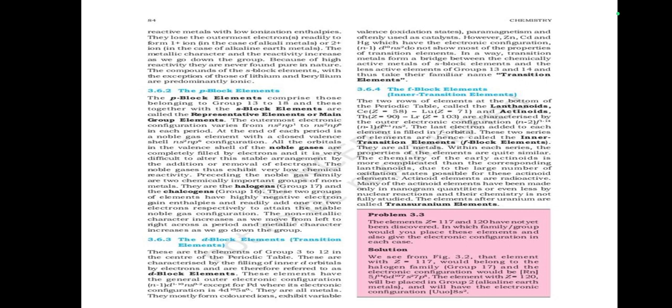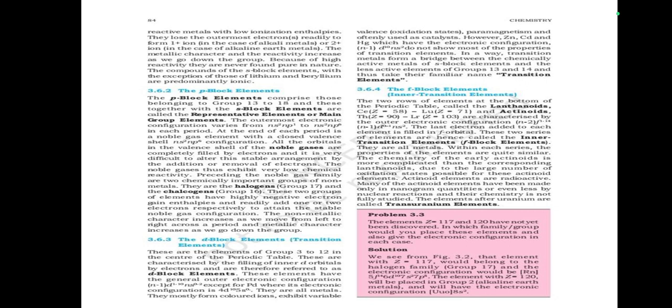They are all metals. They mostly form colored ions, exhibit variable valence and oxidation states, show paramagnetism, and are often used as catalysts. However, zinc, cadmium, and Hg, which have the electronic configuration (n-1)d10 ns2, do not show most of the properties of transition elements. In a way, transition metals form a bridge between the chemically active metals of the s block elements and the less active elements of group 13 and group 14, and thus take their familiar name, transition elements.